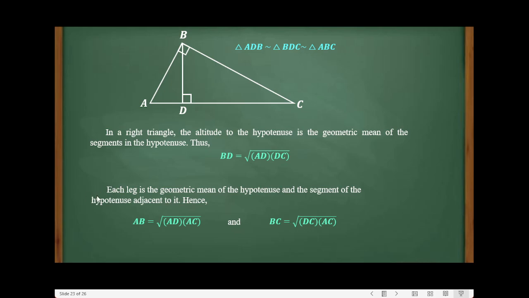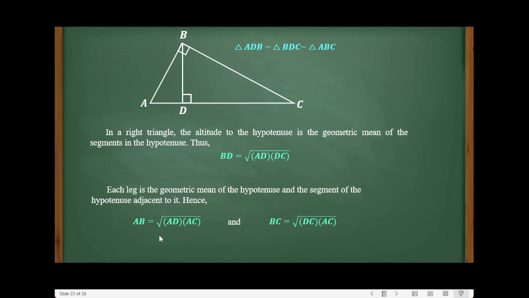Let us read the second statement. Each of the two legs of the right triangle is also a geometric mean. Each of the two legs in a right triangle is the geometric mean of the hypotenuse and the segment of the hypotenuse adjacent to it. Therefore, if we have AB, which happens to be the leg, it is also the geometric mean of the length of the hypotenuse and the part of the hypotenuse adjacent to that leg.